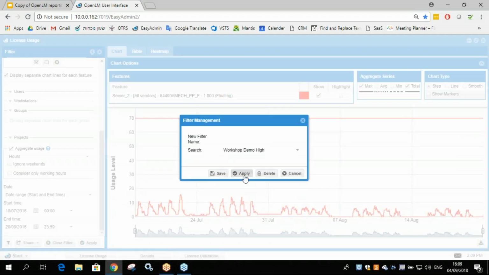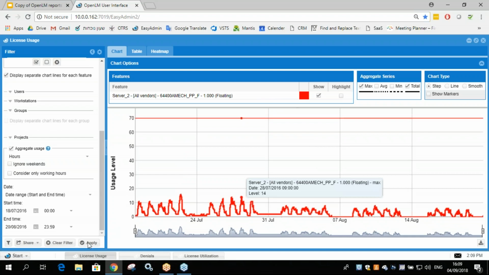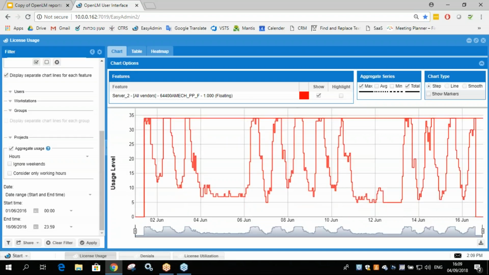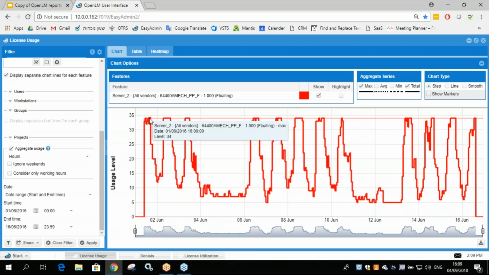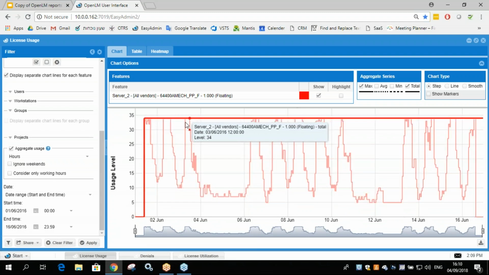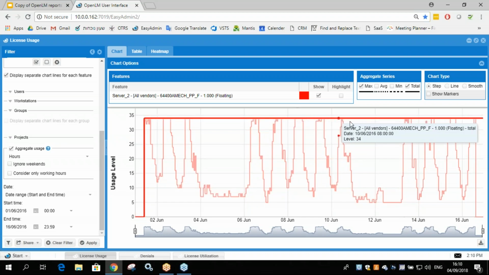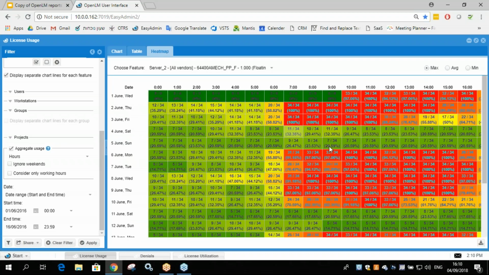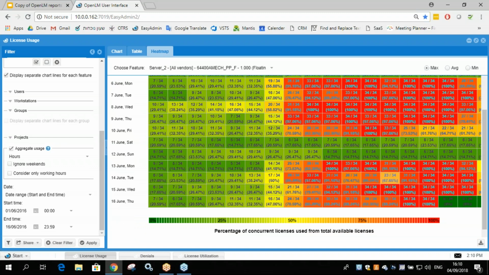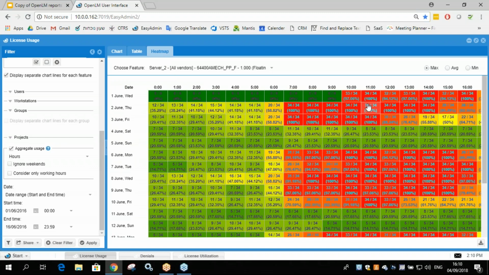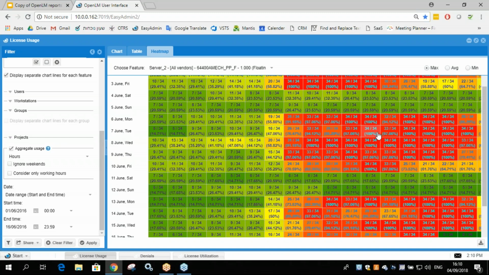And lastly, we have the high usage, meaning that the utilization is through the roof, meaning that it's always being maxed out. Most of the time it's maxed out right here. If we go to the heat map, you see it's mostly maxed out. So when a user wants to get a license during working hours, he will have a really hard time. He will have a really bad time.